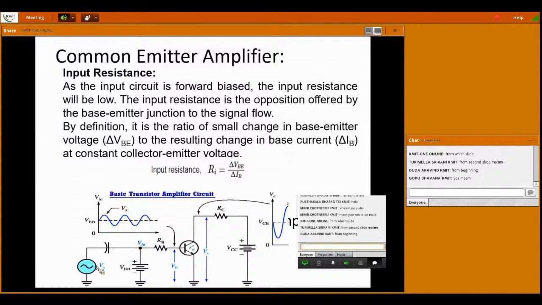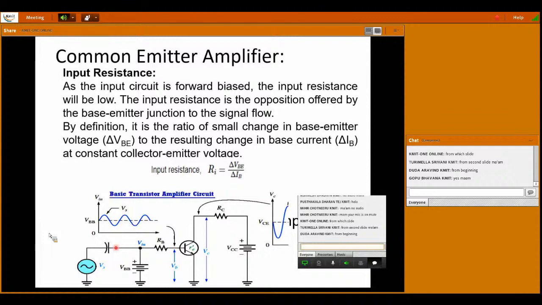So any additional DC signals in your signal source can be blocked. If I am coupling an additional DC signal to the base, that can disturb the operating point of your amplifier, which may shift that operating point towards the saturation or towards the cutoff region. Hence, in order to avoid that, we are connecting a coupling capacitor, which will be denoted with CC.